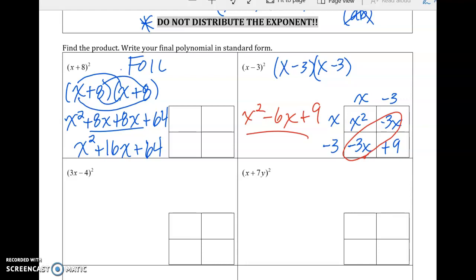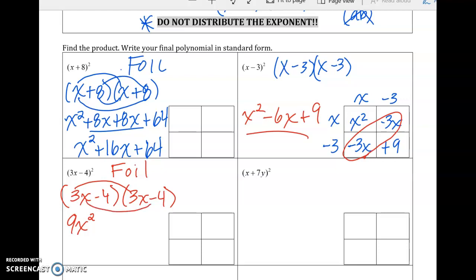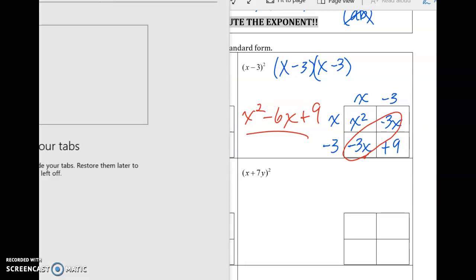So again, I'll do this one using the FOIL method. So 3x minus 4 times 3x minus 4. So when we multiply our first terms, don't forget you have to multiply the coefficients and you have to multiply the variables. So 3x times 3x is 9x squared. The product of our outers, 3x times negative 4, is negative 12x. Product of our inners is also negative 12x.